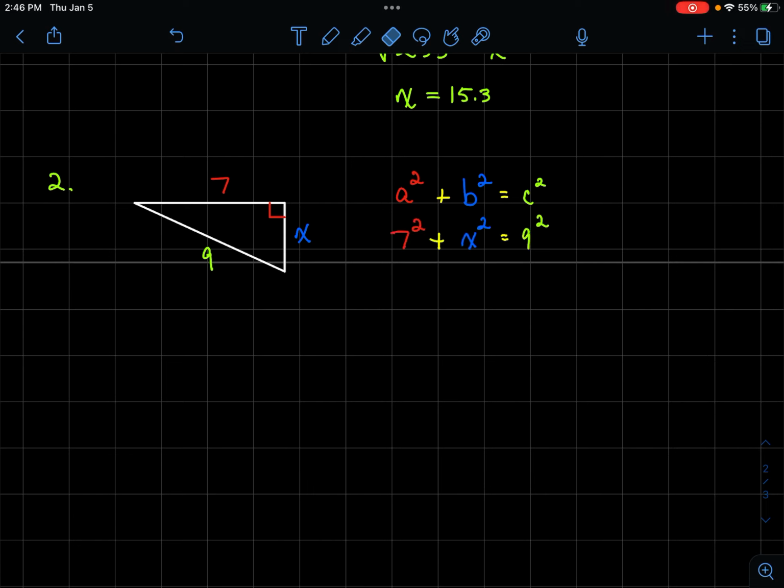So a would be 7 in this problem, x, my variable, would be the b for the problem, and the hypotenuse now has a value of 9. We're going to do 9 squared. Knowing that 7 squared is 49, keeping x squared as itself, and then simplifying 9 squared to 81, we can then simplify by subtracting 49 over to the right side, giving us x squared equal to 32. And like we did in the previous problem, by square rooting both sides, x would be equal to the square root of 32, or in other words, x is 5.7.